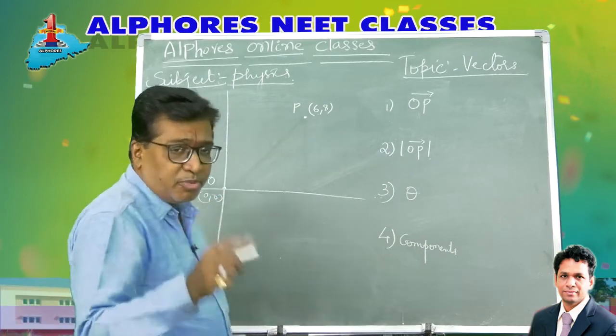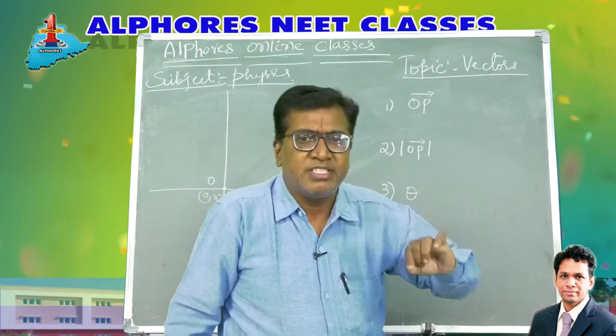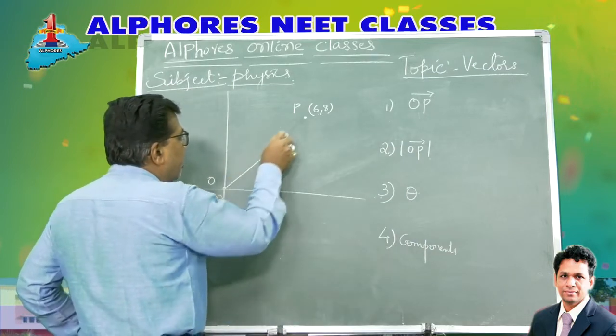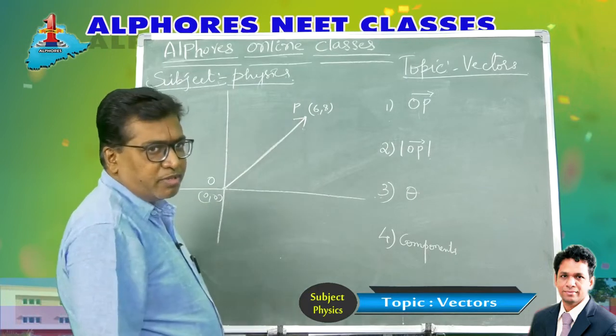Then the position vector. I was defining the position vector. The vector which denotes the position of the point from the origin is termed as position vector. So the line joining the origin to the point P represents the position vector. So this is our position vector OP bar.